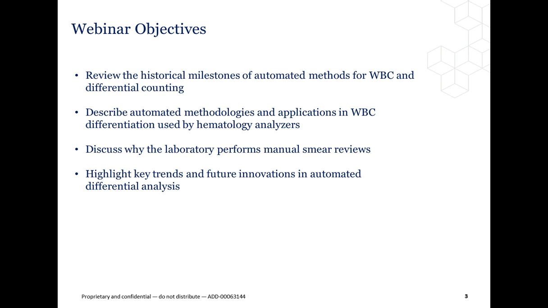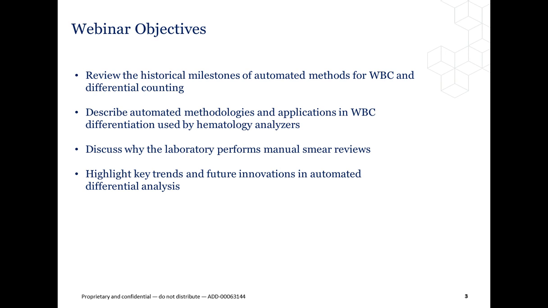Technological developments in automated hematology analyzers continue to transform the hematology laboratory. Each new generation collects more information about the properties of blood cells than the previous generation. Hematology analyzers are available from multiple manufacturers, and each uses a different combination of detection methods. Today, I will cover the following objectives.